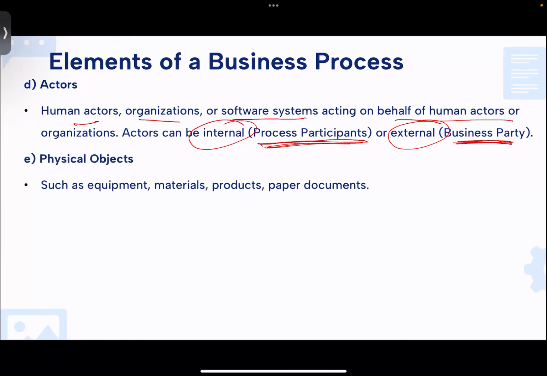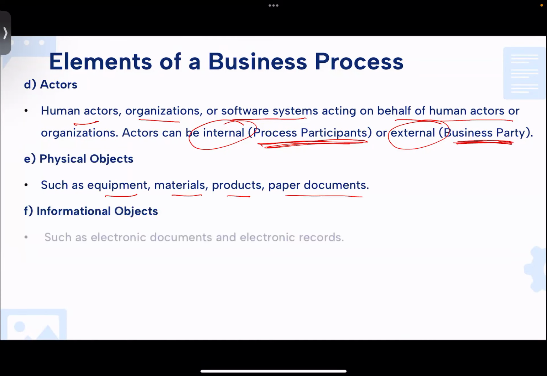And the next one is physical objects, such as equipment, material, products, and paper documents that are involved in the process. And the next one is informational objects. Informational objects could be electronic documents, electronic records, or anything that gives information.